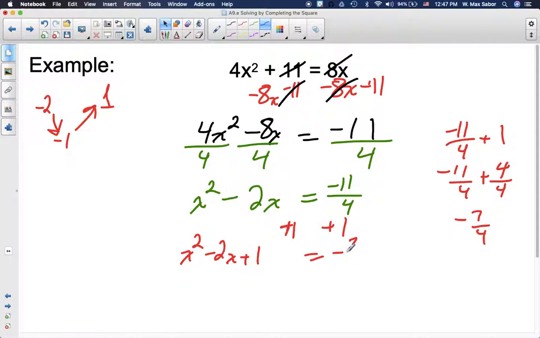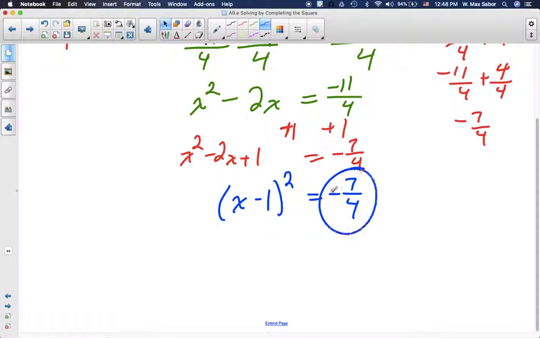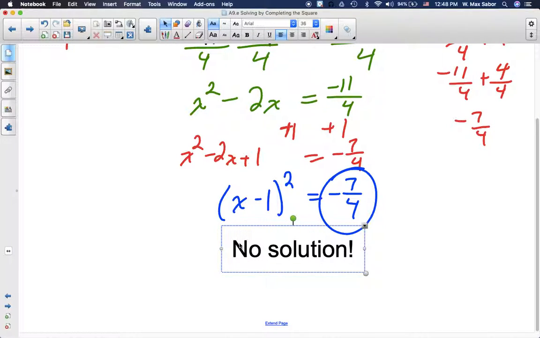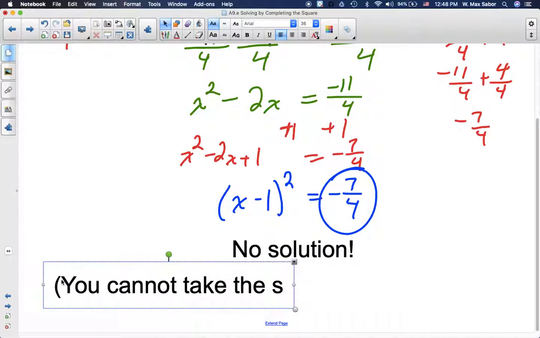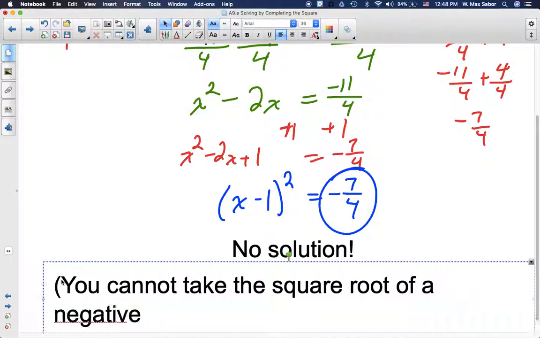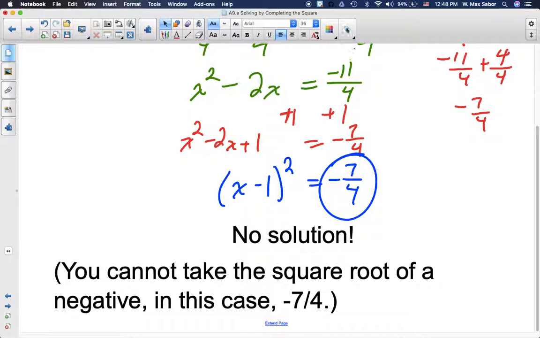Now, this is x minus 1 squared equals negative 7/4. When we square root this, there is no square root of a negative. So what we say is no solution. You cannot take the square root of a negative, in this case, negative 7/4. So that means that this equation is never true. Let me just double check that I did my arithmetic right. I did. There is no solution.